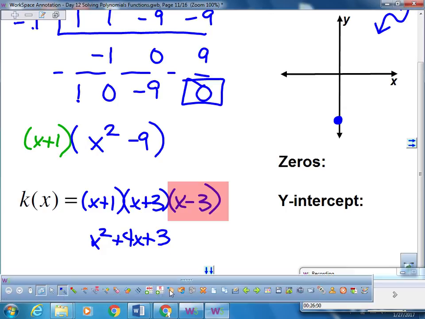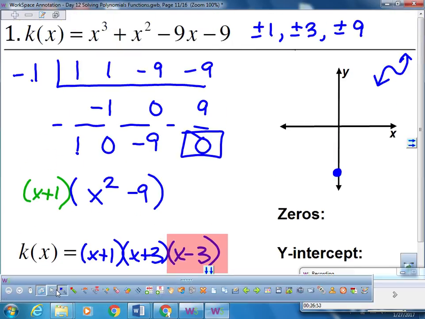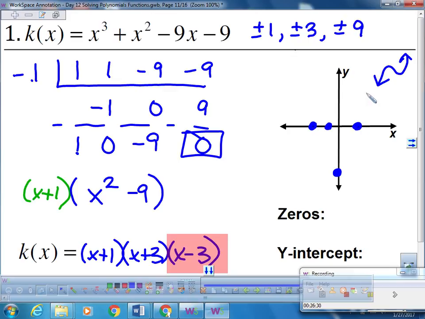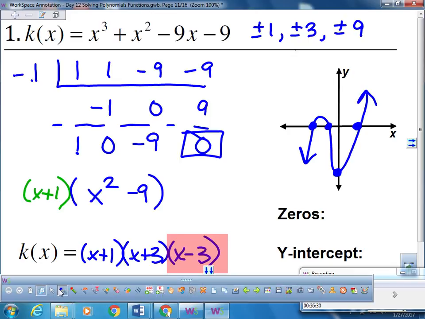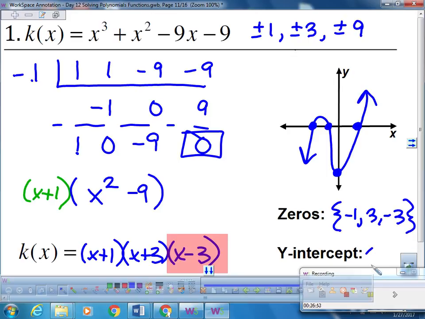I'm just going to graph it. So I've got -1 is one of mine, -3 and +3. Does that make sense? It's consistent with what I already thought, right? And we're good. All right, I'm going to pass out your homework, and I'm going to let you go ahead and copy that down. My zeros, I'm going to write them in set notation. My zeros are -1, 3, and -3. And my y-intercept is 0, -9.